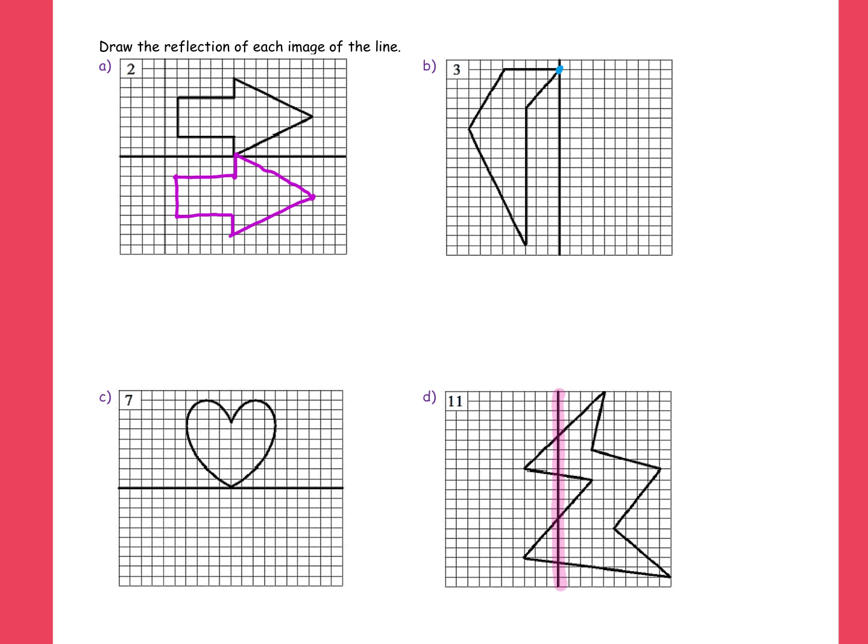2, 3, 4, 5. 1, 2, 3, 4, 5. And then 1, 2, 3. 1, 2, 3, 4, 5, 6, 7, 8. And there's that one. The heart is really bad because I can't draw curves, but I'm going to try.